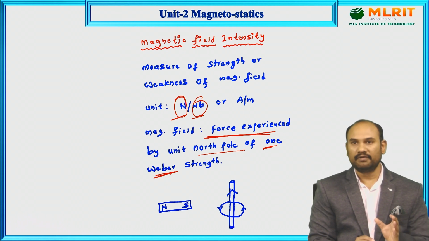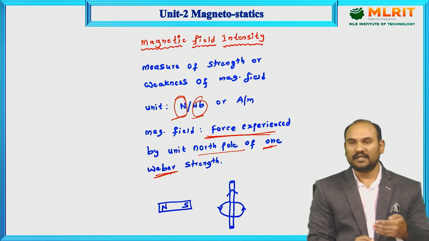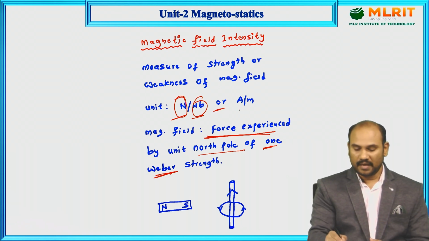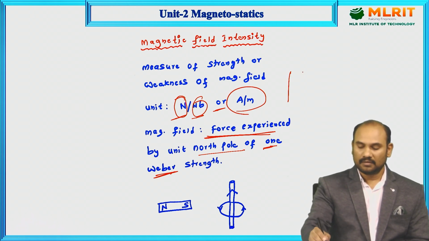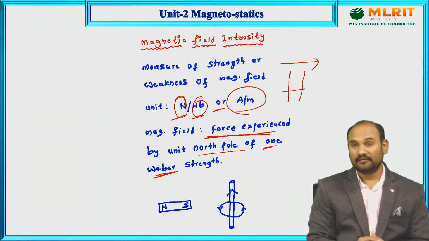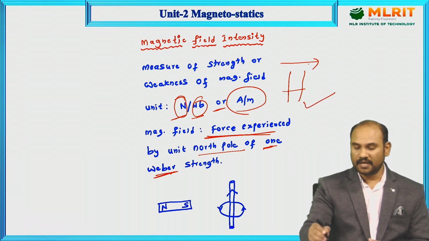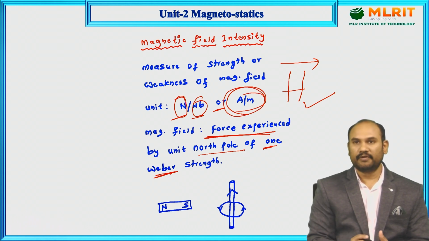Or alternatively, in most of the practical cases, we use amperes per meter as a unit. And what is the symbol? Capital H bar. Because magnetic field is a vector, we use an arrow here. H bar is the symbol. Amperes per meter is the most widely used unit for magnetic field.